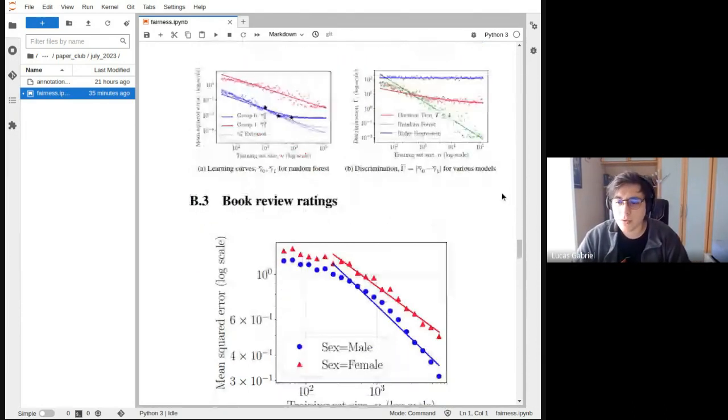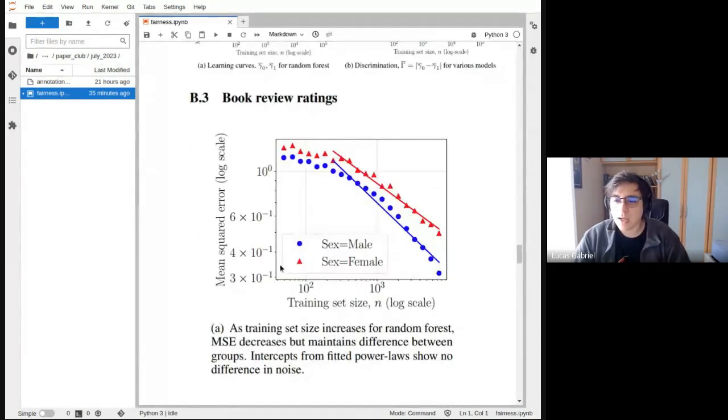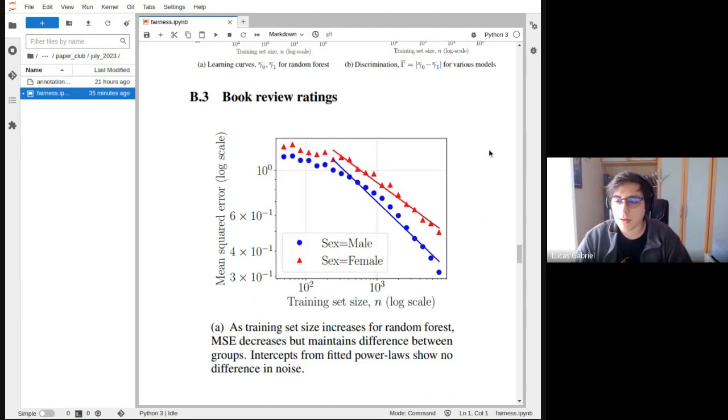And on book reviews again, I just put these images because they say again what I just said. Adding more training data reduces the discrimination between the categories, but they say here that it maintains differences between groups. So that is something very important to have in mind. We are not going to get zero discrimination just by adding more data.